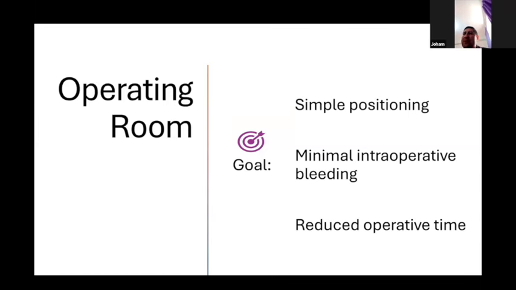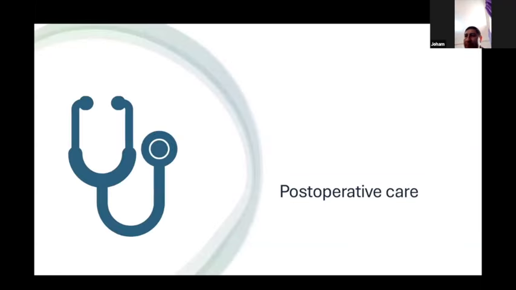So we had to make simple positionings for all the patients. We had to keep intraoperative bleeding minimal, because even for that, the anesthesia was very, very strict. And we also had to reduce operative time, because the operative room was shared by other specialties, and we also had other emergencies, so we had to make it simple and fast, as Professor Herensdemir said. Next, please.